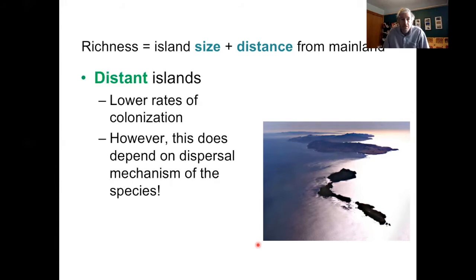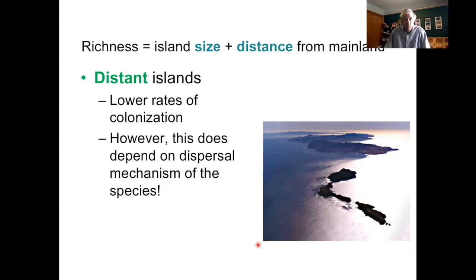When it comes to distance from the mainland, distant islands have lower rates of colonization. However, this does depend on the dispersal mechanism of the species, and we'll talk about this a bit later. Now, the theory of island biogeography was put forward by MacArthur and Wilson. When they first put it forward, they just did it as a sort of logical thought exercise. They thought about these guiding principles that would affect species richness on an island with all other factors being equal, and they just drew up these graphs and explained it.